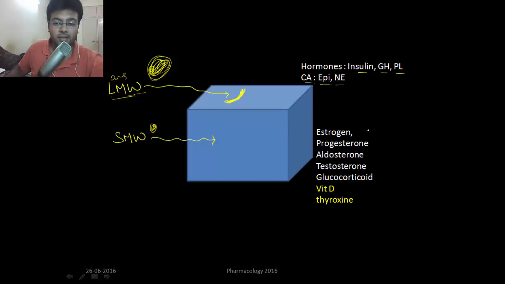In contrast, the steroids, vitamin D and thyroxine, these are very important. Everybody remembers steroids: estrogen, progesterone, aldosterone, testosterone, glucocorticoids. They go inside the cell because they are lipid soluble. Plus, vitamin D and thyroxine are very small molecular weight substances which can go inside the cell. So they act on receptors which are inside the cell. Once again, large molecular weight, surface receptor; small molecular weight, receptors inside the cell.